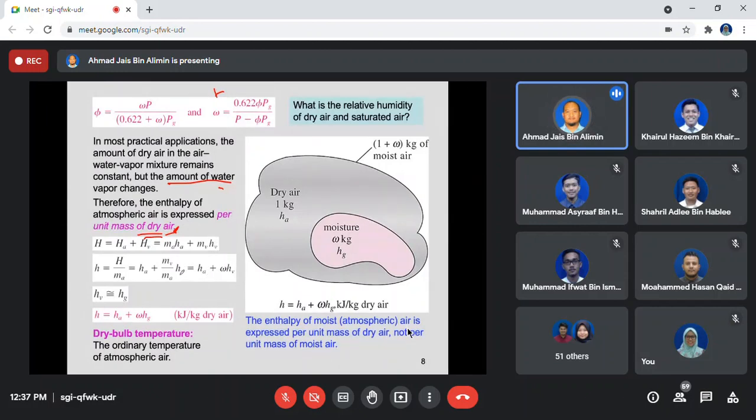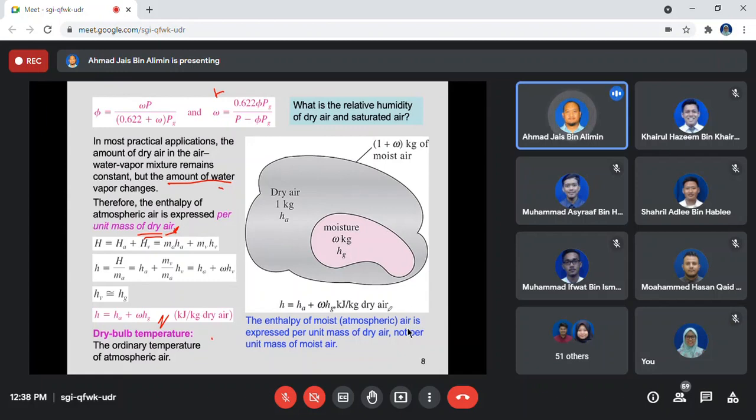So using this assumption, then you can work out the enthalpy for the atmospheric air. So it is defined by the enthalpy of the dry air as well as the humidity ratio and also the enthalpy of the water vapor. Okay. And then it follows the next terminology, the dry bulb temperature. The dry bulb temperature is the ordinary temperature of atmospheric air.